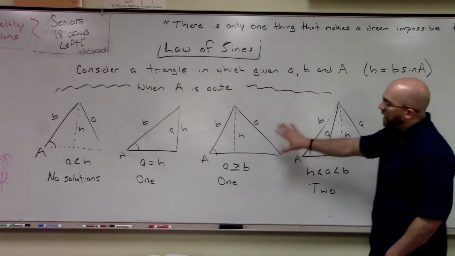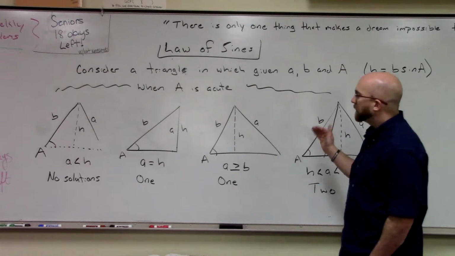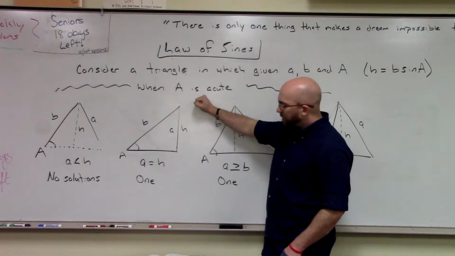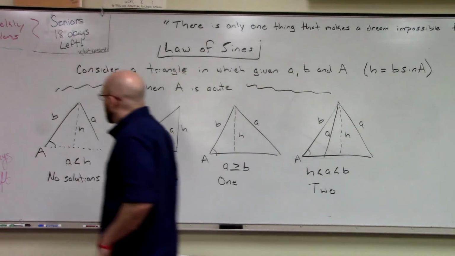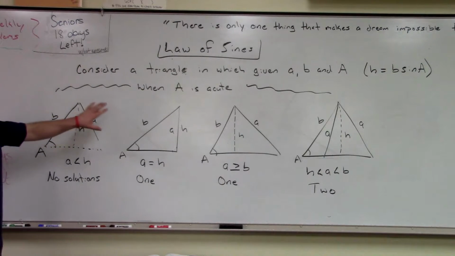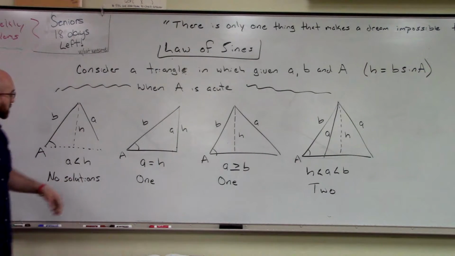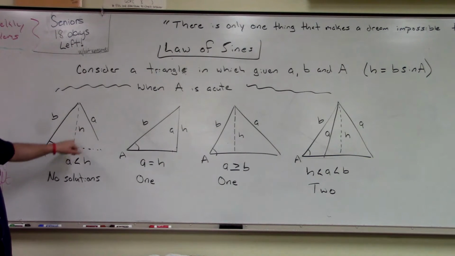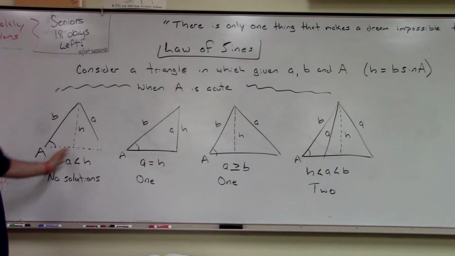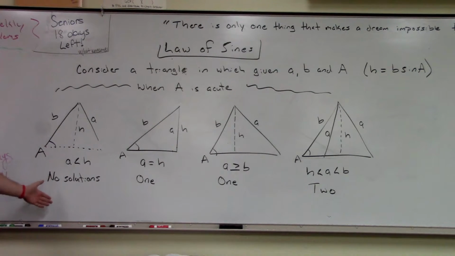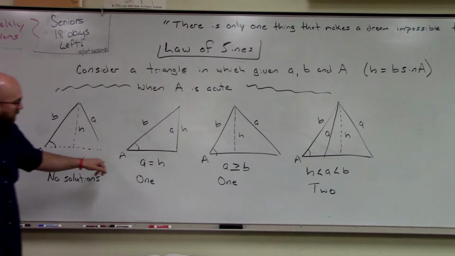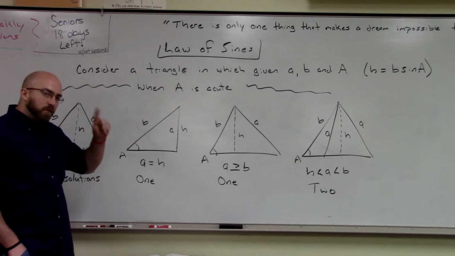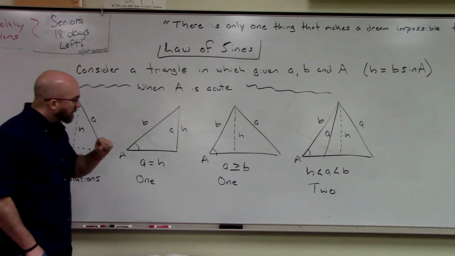Now there's another set which I'll draw up once I'm done explaining these, but when A is acute, alright, if we have these type of scenarios when we're given those three parts, where if a is less than h, or small a is less than h, we have no solutions to the triangle. That means there's no triangle available. Alright? When a equals h, we only have one solution to a triangle.